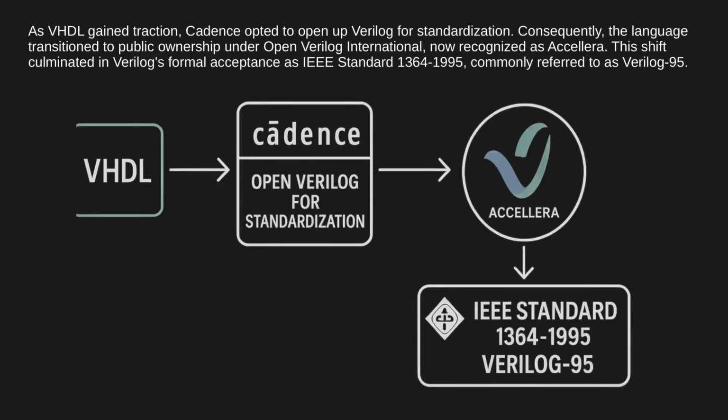As VHDL gained traction, Cadence opted to open up Verilog for standardization. Consequently, the language transitioned to public ownership under Open Verilog International, now recognized as Accellera. This shift culminated in Verilog's formal acceptance as IEEE Standard 1364-1995, commonly referred to as Verilog 95.